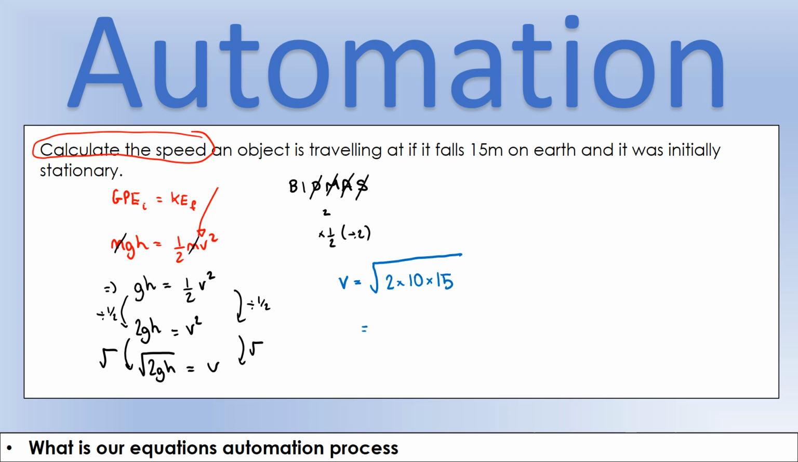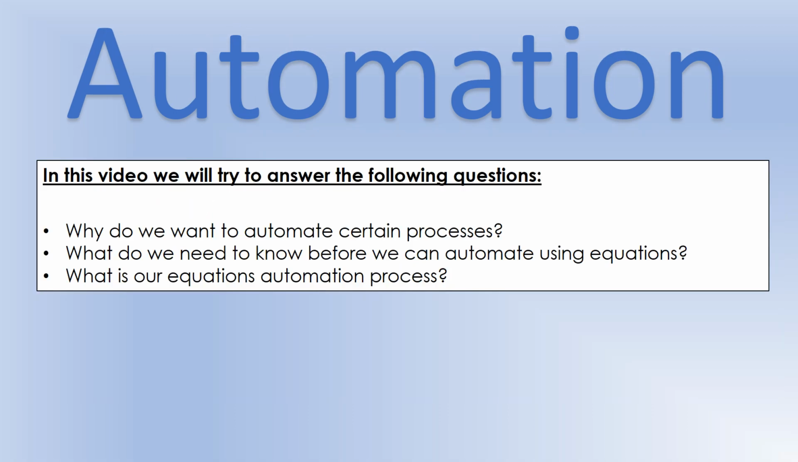Okay, so if we reflect back on what we're trying to achieve here, we want to know why we want to automate things, in terms of freeing up our working memory. So that's why we want to do this. We need to think about what we need to know before we can do this. In this context, we need to know what the opposite or inverse of operators is, and we need to know the order in which operations are done. Those are the two things we just have to know and have in our long-term memory. Then finally, we need to know our automation process.